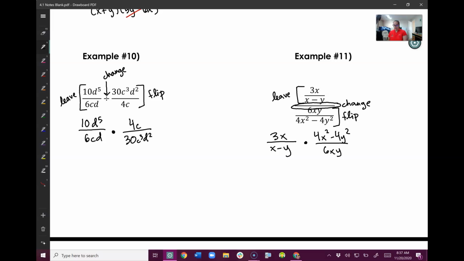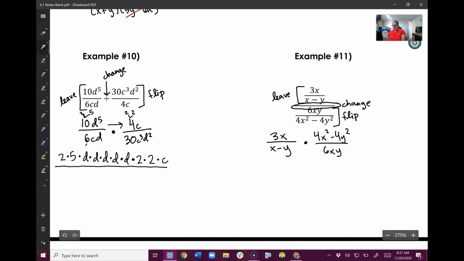So this is a factor tree. I'm going to factor 10 to 2 and 5. So I've got 2 times 5 times, and then I have d to the 5th. I'm going to have 5 d's. And then I multiply across. So times factor tree 4, 2 times 2 times c, all over.